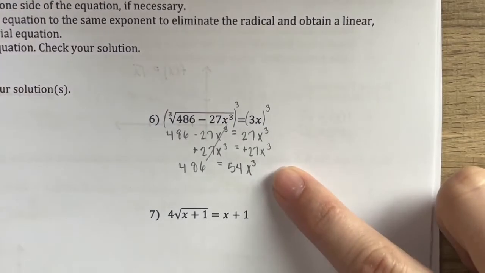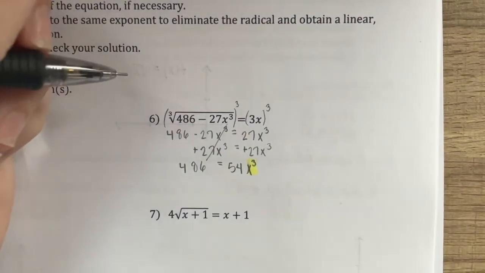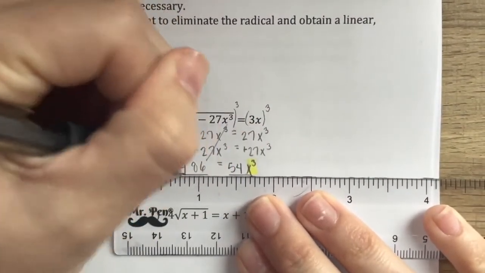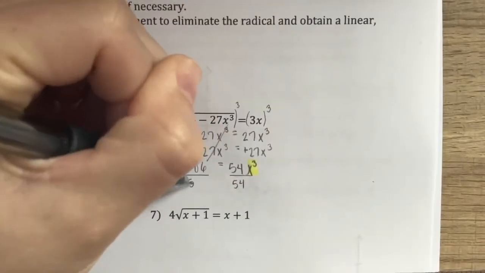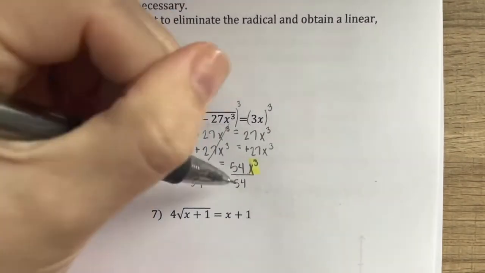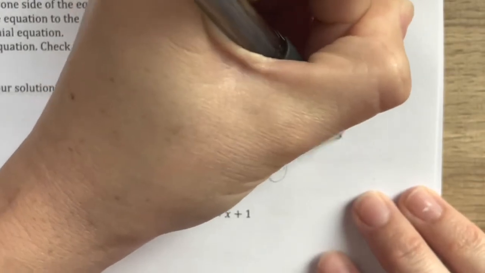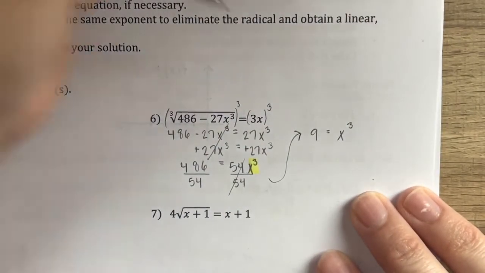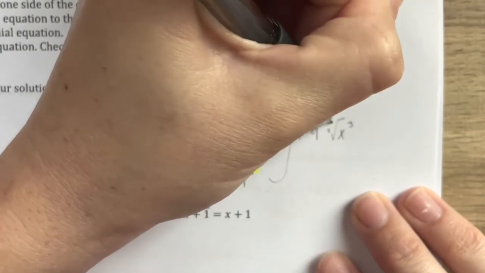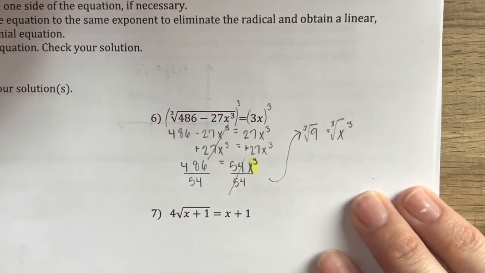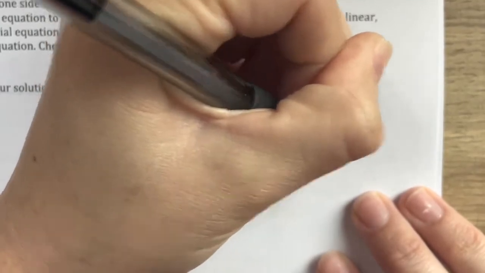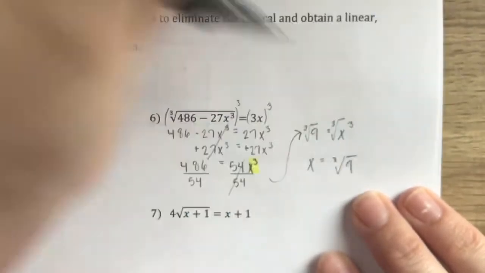And then now I want to isolate the x cubed part so that I'm able to just take the cubed root to solve. So I have to divide both sides by 54. And then these 54s cancel out. 486 divided by 54 is 9. So I'm left with 9 equals x cubed. And then I can take the cubed root of both sides to get x by itself. So I end up with x equals the cubed root of 9.